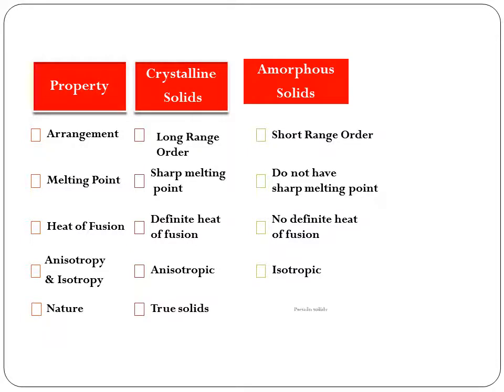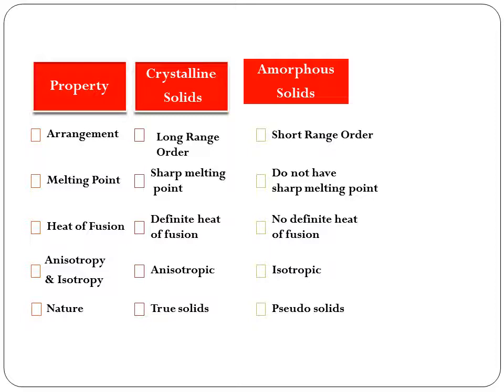Nature: crystalline solids are called true solids. Amorphous solids are called pseudo solids. True solids in the sense they exhibit the properties of all solids. What are the properties of all solids? One property which can be used to explain true solids is that true solids are rigid in nature. They do not flow. The particles do not have the ability to flow. This is one of the properties we can use to explain true solids, the crystalline solids.